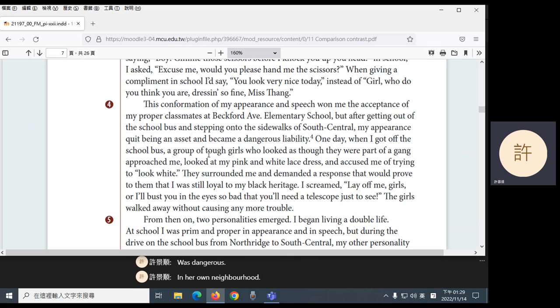One day when I got off the school bus, a group of tough girls who looked as though they were part of a gang approached me, looked at my pink and white lace dress.